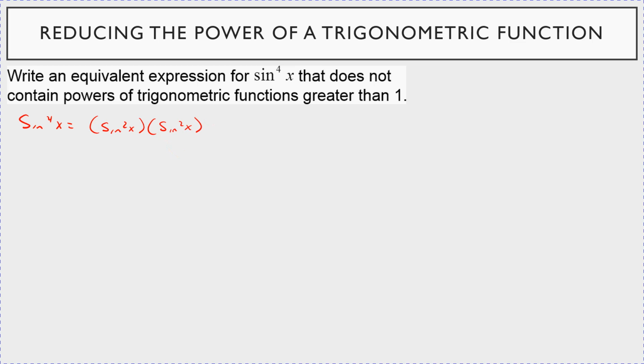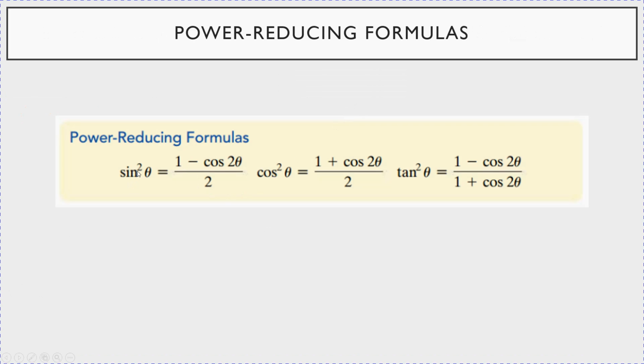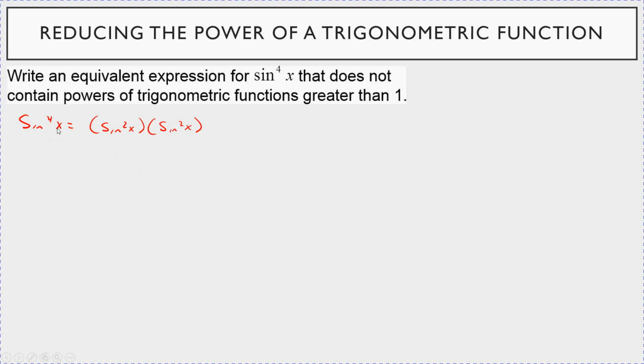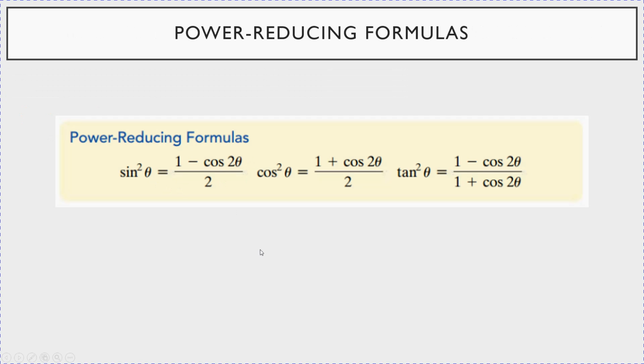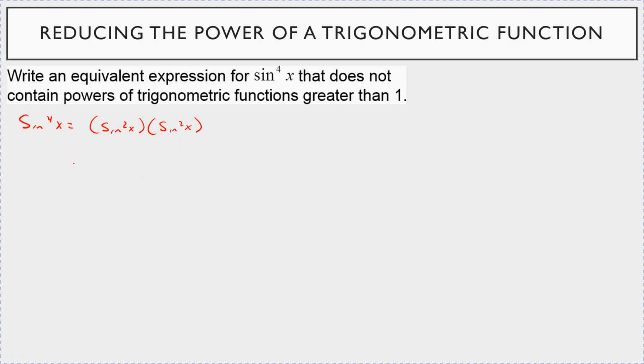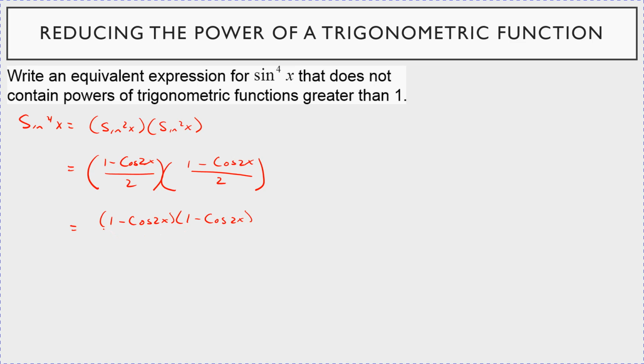Okay? Now look, I can power reduce. Whenever I see a sine squared, I can write in 1 minus cosine. In this case, it's going to be x instead of theta. Cosine 2x divided by 2. So I'm going to have to do this for both of them. Now you can combine this. This is 1 minus cosine of 2x times 1 minus cosine of 2x all over 4.